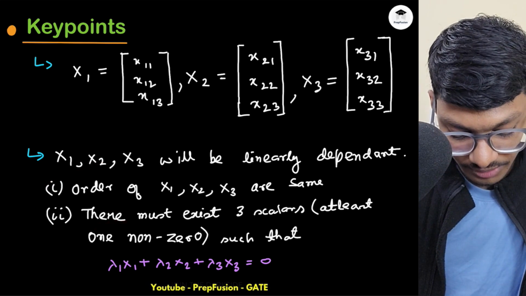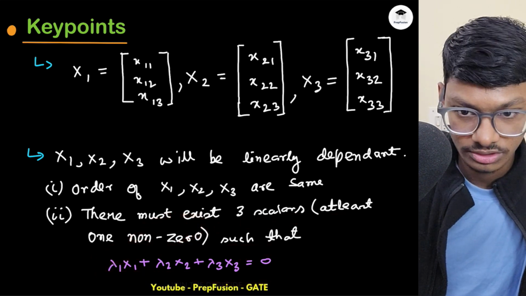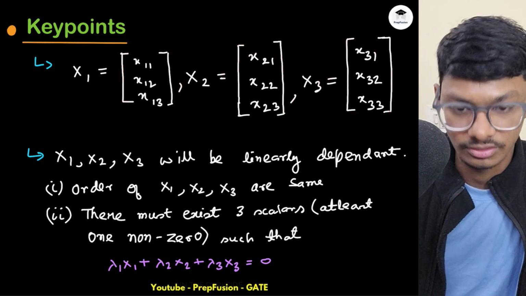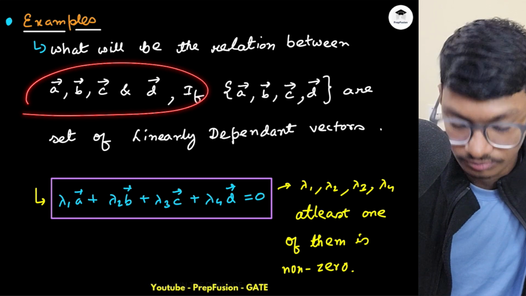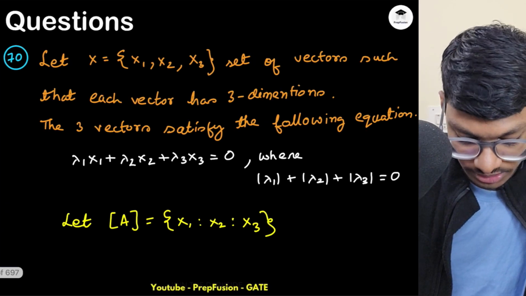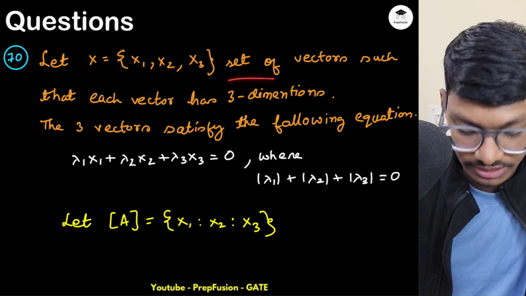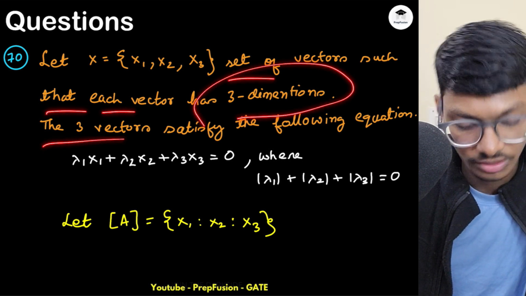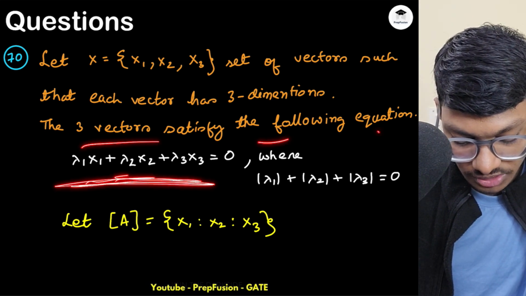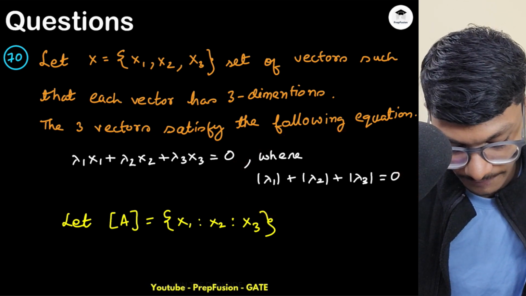Then there must exist three scalars, at least one non-zero, such that we can write in terms of this. We have already known this condition, and now I'm writing in terms of the vectors. Let's solve this actually. Until now what I've been doing, I've done in terms of not matrix, just simple physics, right? Now let's solve one of the questions, and from there we'll understand. So we have an x which is a set of three vectors, such that each vector has three dimensions. Now the three vectors satisfy the following equations: lambda x1, lambda x2, lambda x3, where this is not equal to 0.